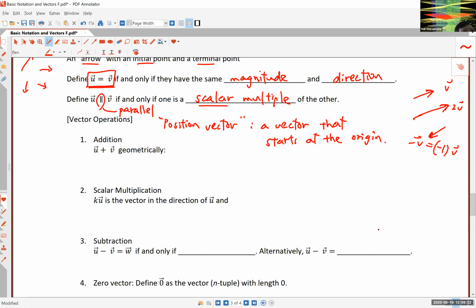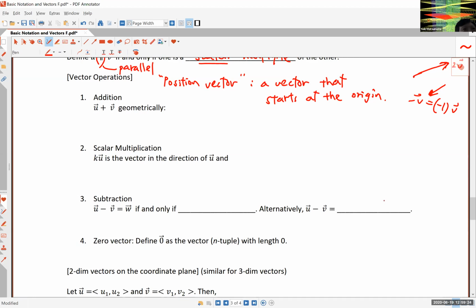Now you can add two vectors. How do you add these two vectors? I'm going to use my, can I use this? Yeah, I think I can use this. I have all these tools that are quite nice that I can use.